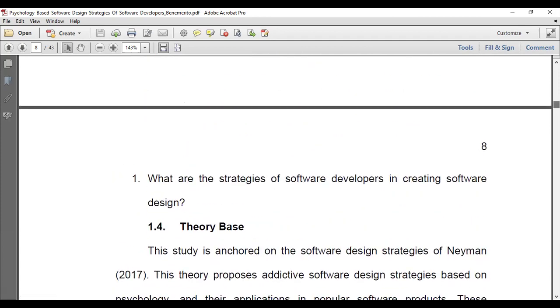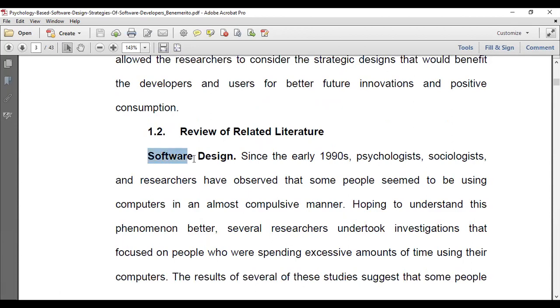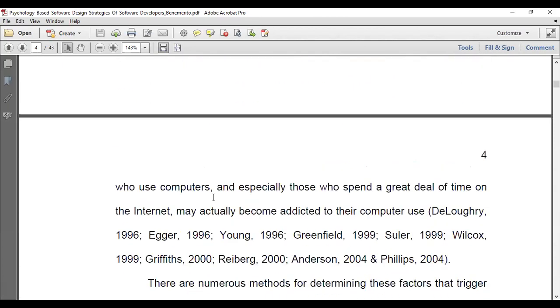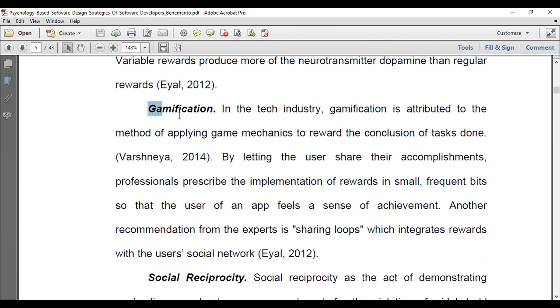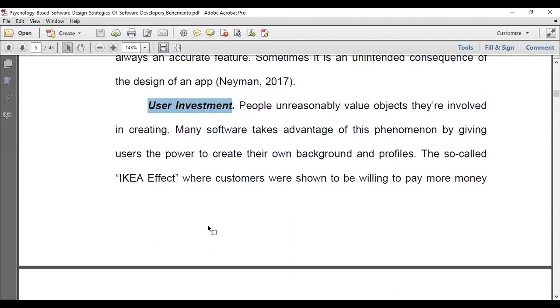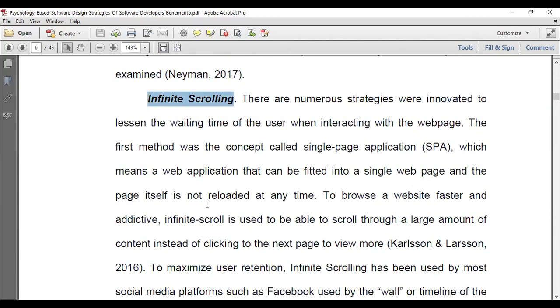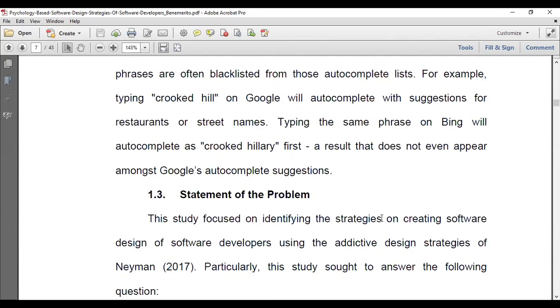So sa related literature, meron tayong topics about software design since the study is dealing about software design strategies. Software design, and then the specific strategies, variable rewards, gamification, social reciprocity, user investment, infinite scrolling, illusion of choice, and yan.